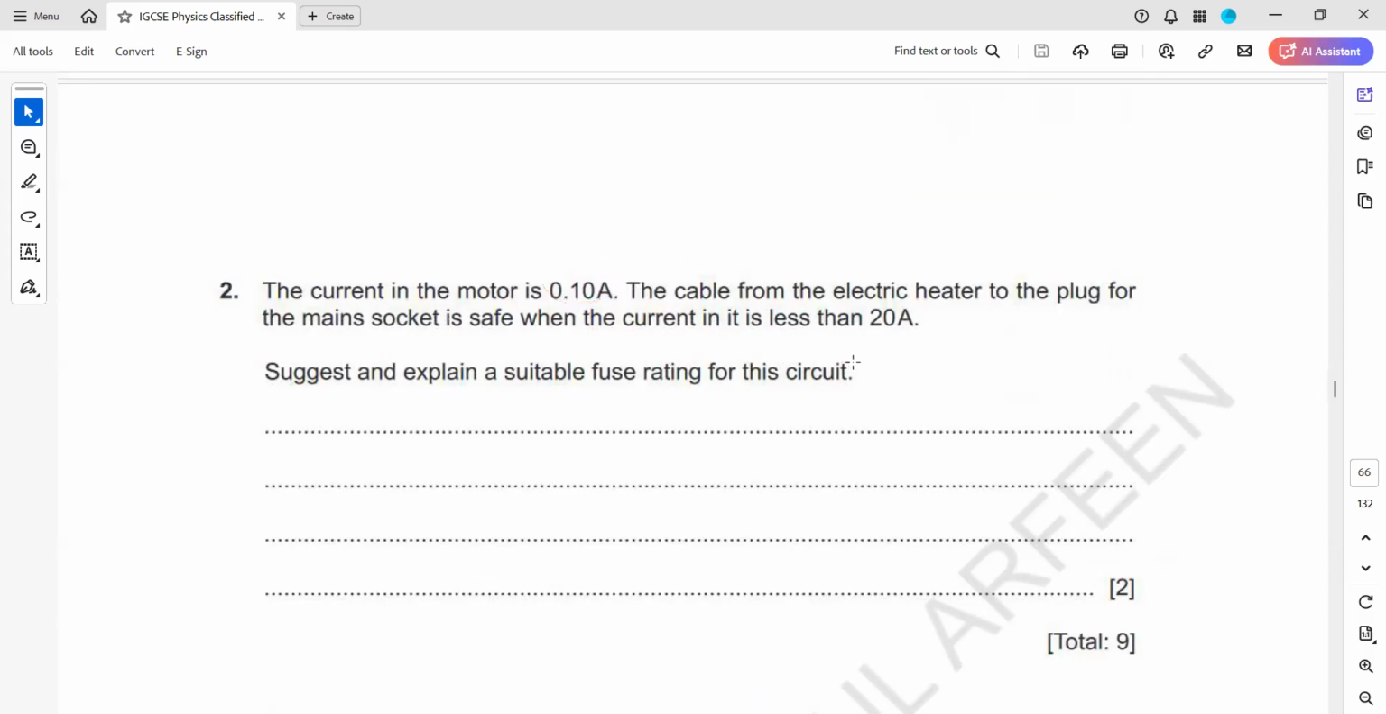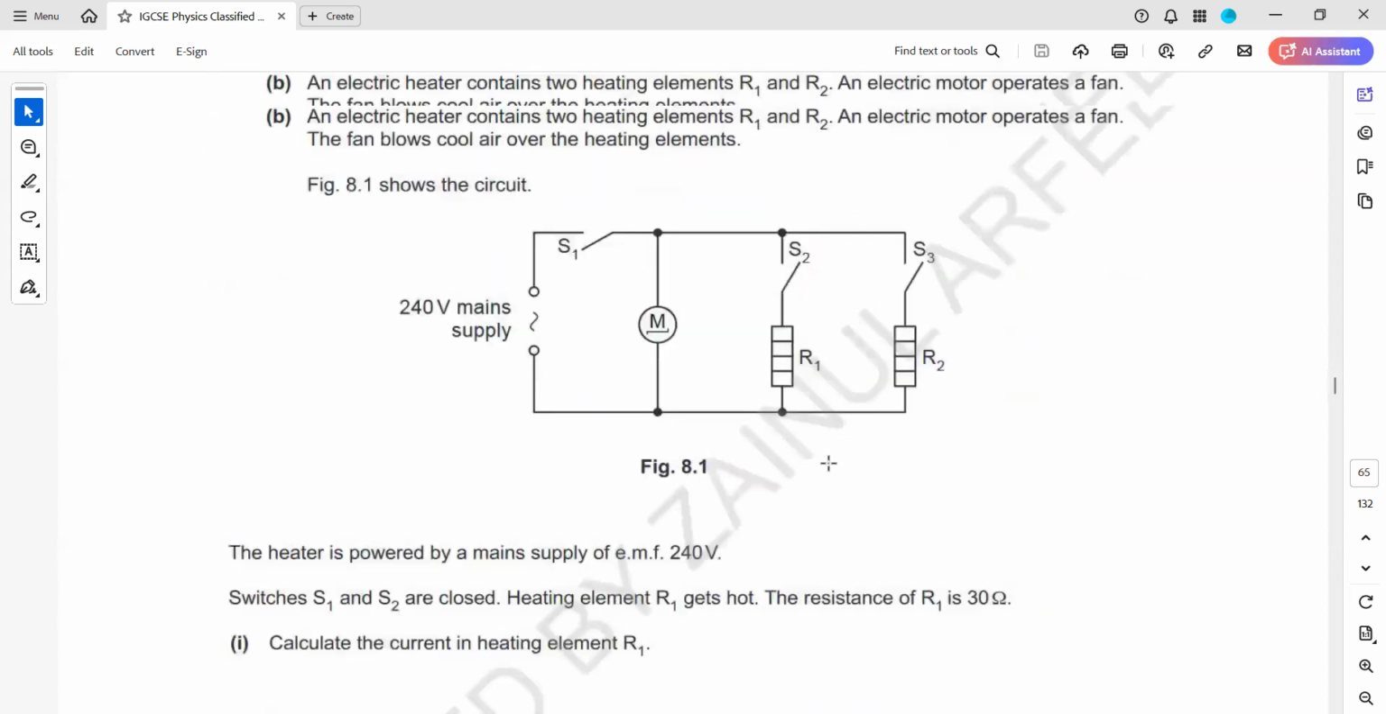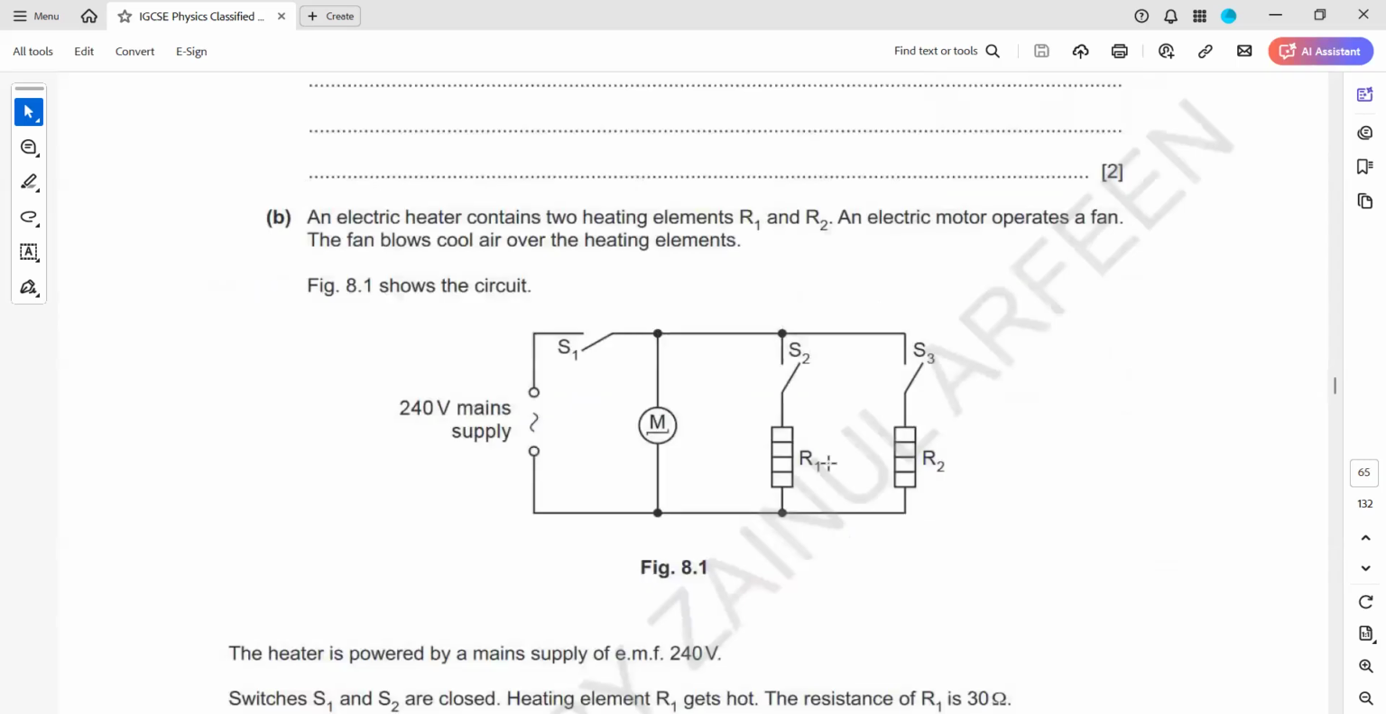They mention here the main socket is safe when the current is less than 20. So first we work out the total current. The current here was 0.1 ampere, the current we calculated was 8 ampere. And how do we know about this one? Because this has a double resistance, so half current, 4 ampere. So the total current we work out should be 12.1 ampere.